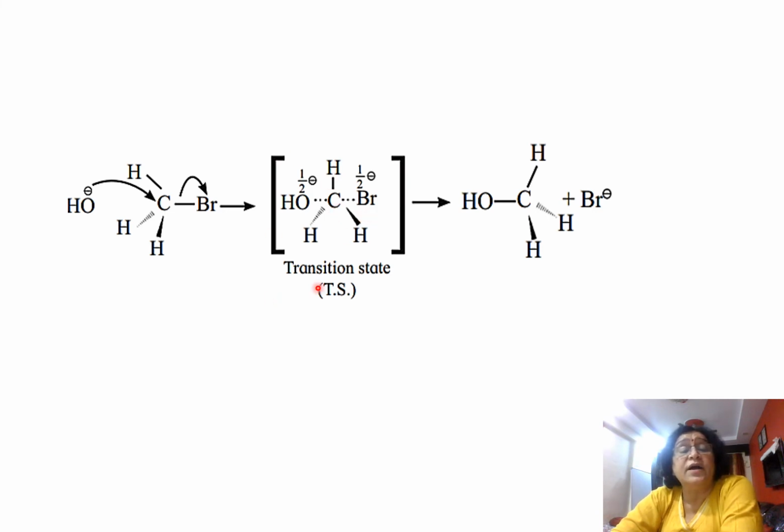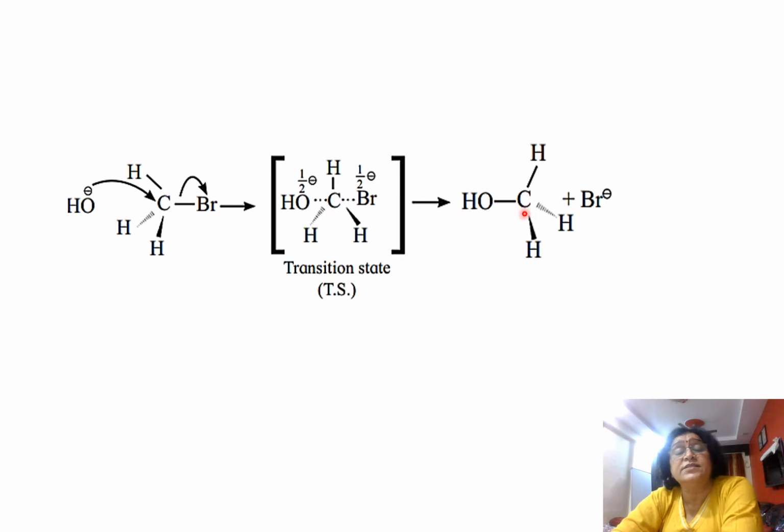Okay, so a transition state is formed, which is a temporary state. And here you see OH carries minus half charge and Br carries minus half charge. So the negative charge of the nucleophile gets distributed between OH and Br. So carbon-OH bond is about to form and carbon-Br bond is about to break. So this is the leaving group and this is the coming group. Okay. So here you see what happens next.